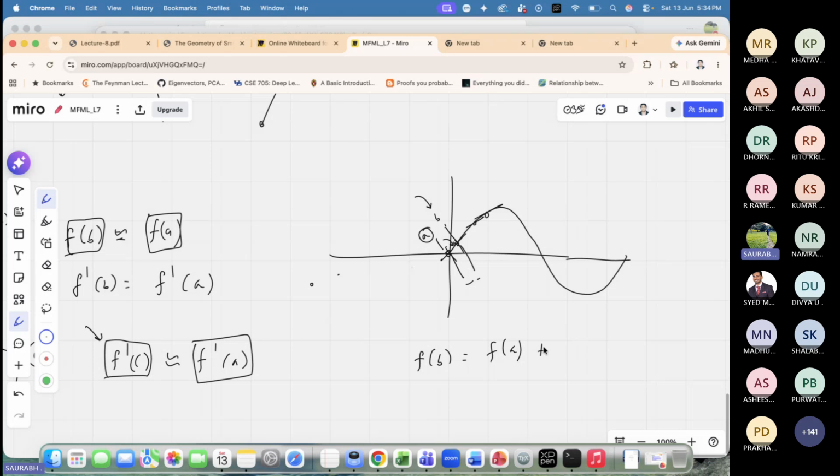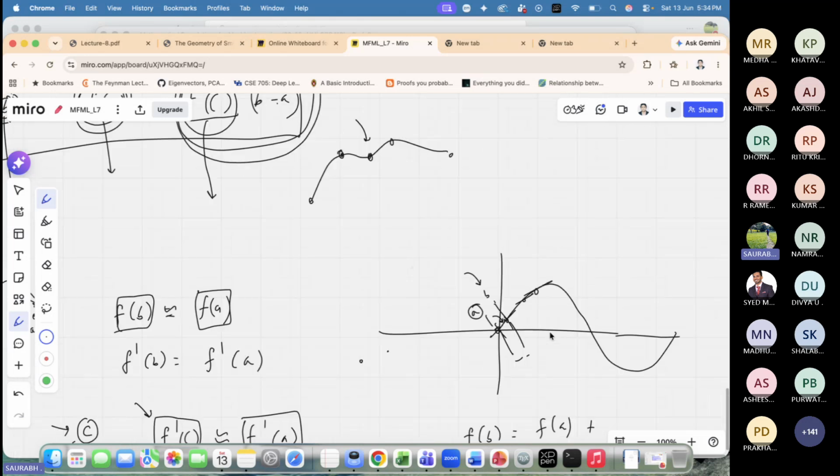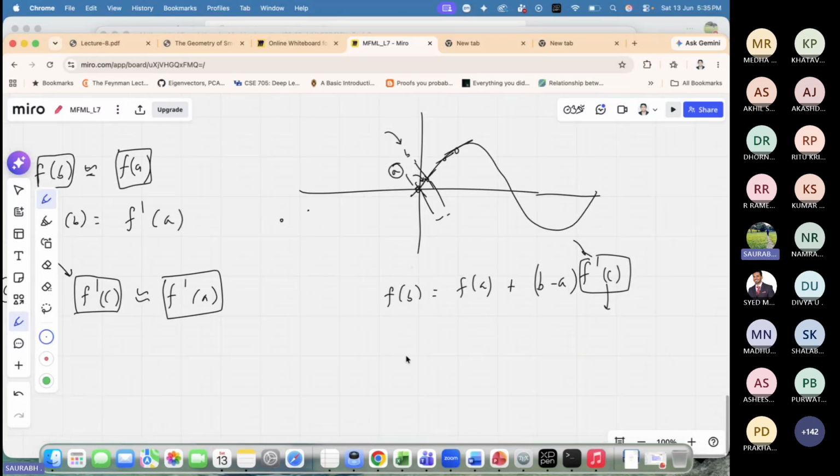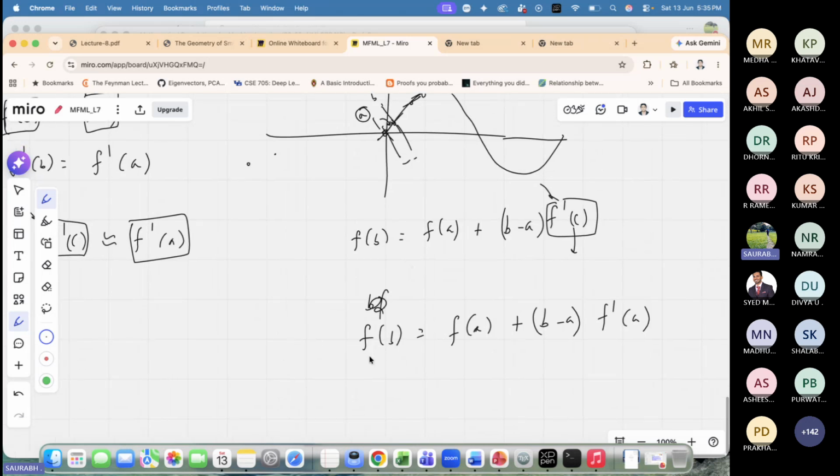Hence, you can also write, using the same Rolle's theorem, that it equals B minus A into f dash C. Now we can say f dash C, if the point is close, you can approximate with f dash A. So f(B) equals f(A) plus (B minus A) into f dash A. Now this is a much better approximation.